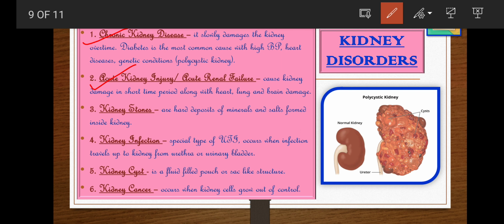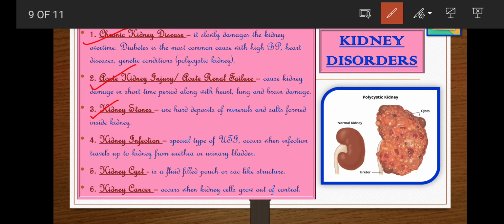The next disease is kidney stone, which is also termed renal stones. They are hard deposits of minerals or salts formed inside the kidneys. They can also form inside the ureters or the urinary bladder. Kidney stones generally occur when there is an excess of mineral salts such as calcium oxalate, calcium phosphate, or uric acid in the body.